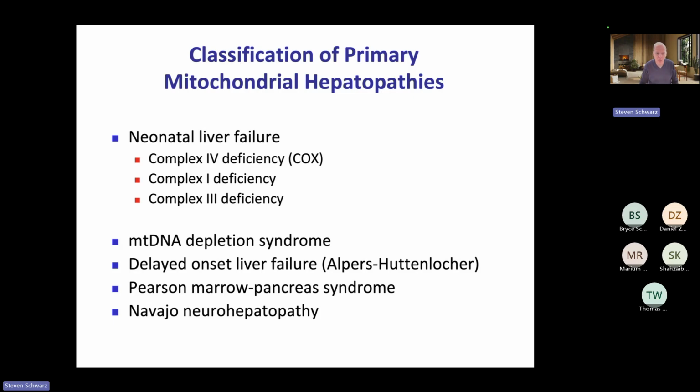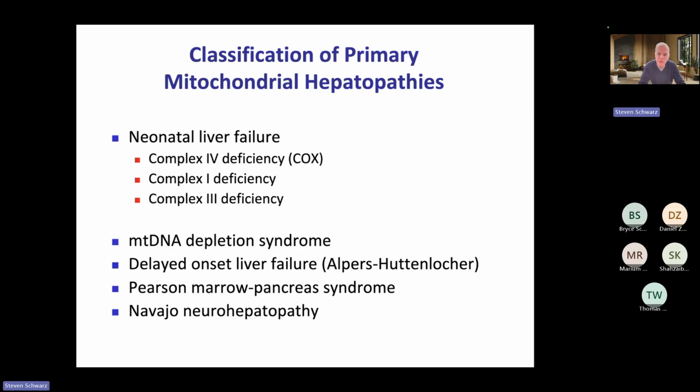The Pearson marrow-pancreas syndrome, and finally, the Navajo neurohepatopathy. I would encourage you to read about Navajo neurohepatopathy, Pearson syndrome, and Alpers-Huttenlocher. Those are the three major ones which are likely, if any of them, to appear on the boards.